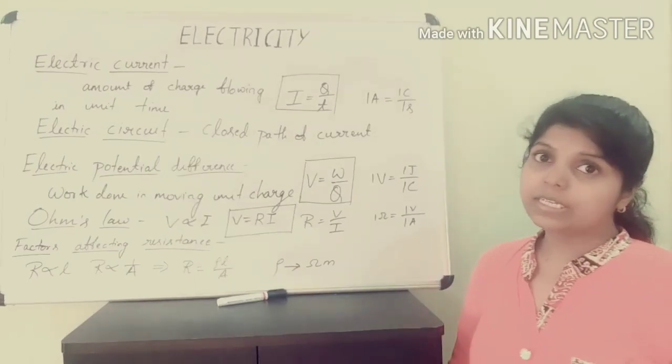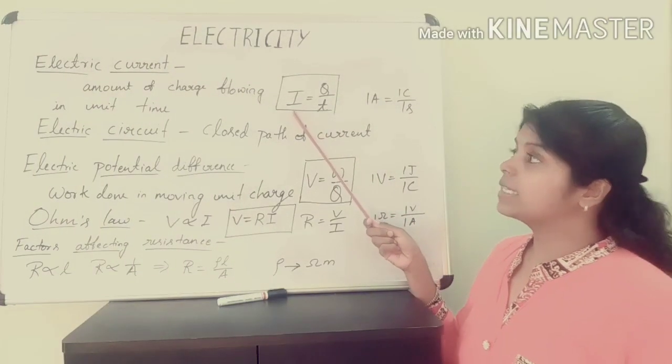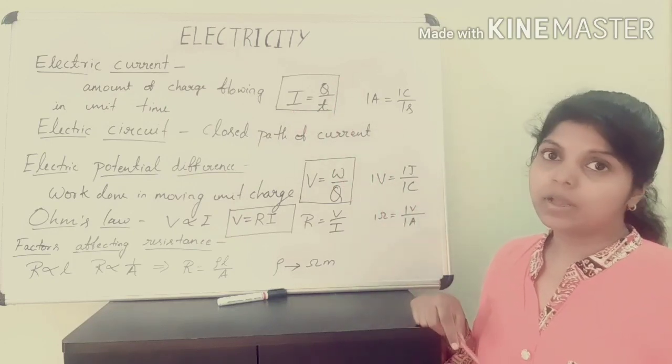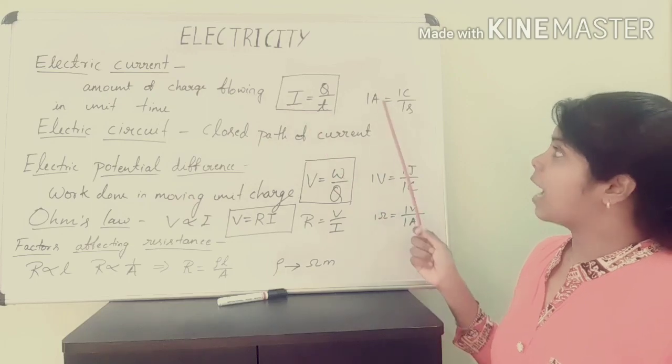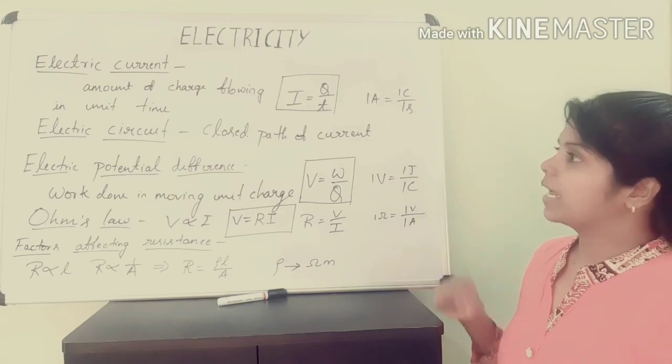Mathematically we represent electric current as I is equals to Q by T. Here I is electric current, Q is charge and T is time. SI unit of current is ampere, SI unit of charge is coulomb and that of time is seconds.